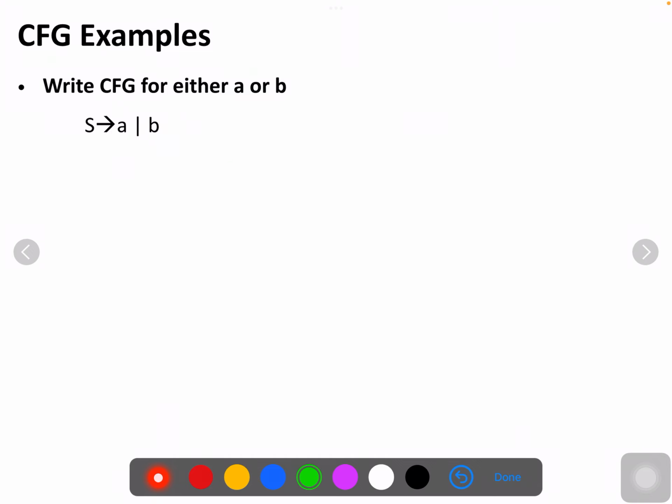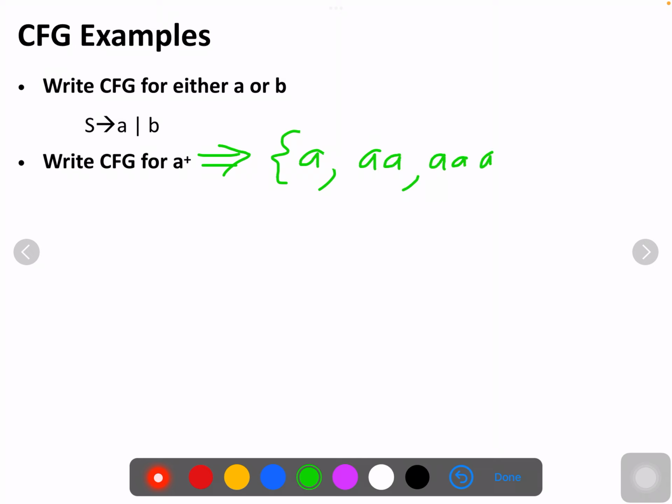I started with a very simple example. Let's move on to a more complicated one. Now look at this expression: write a CFG for A plus. What does it mean here? It can generate strings with at least one A, or AA, or AAA, and so on. At least one A should be there, but any number of A's can be generated.